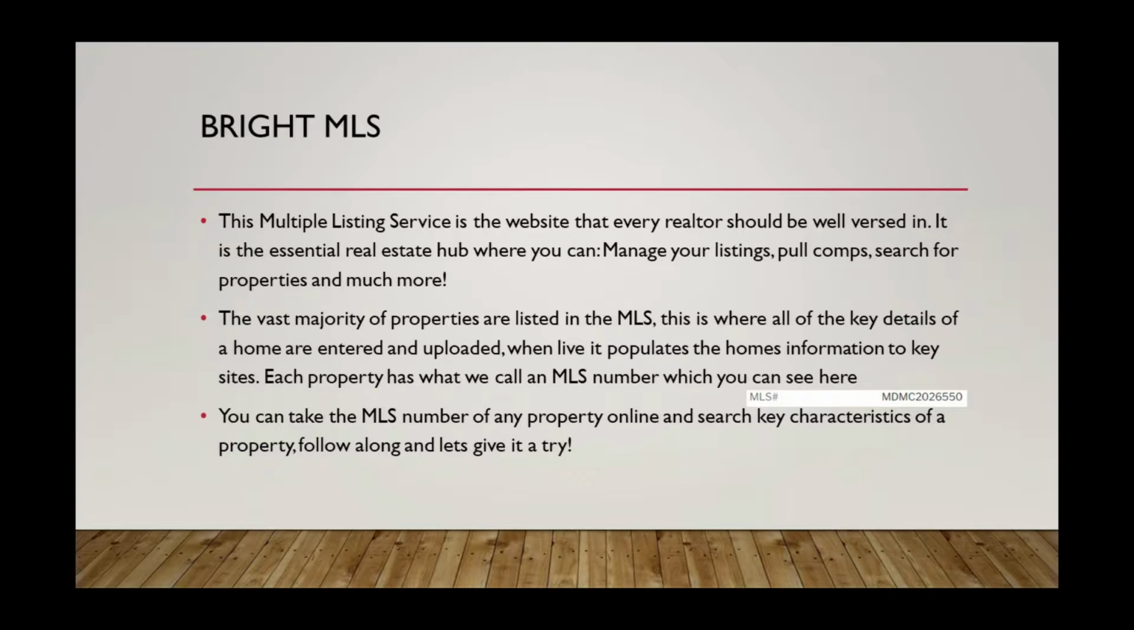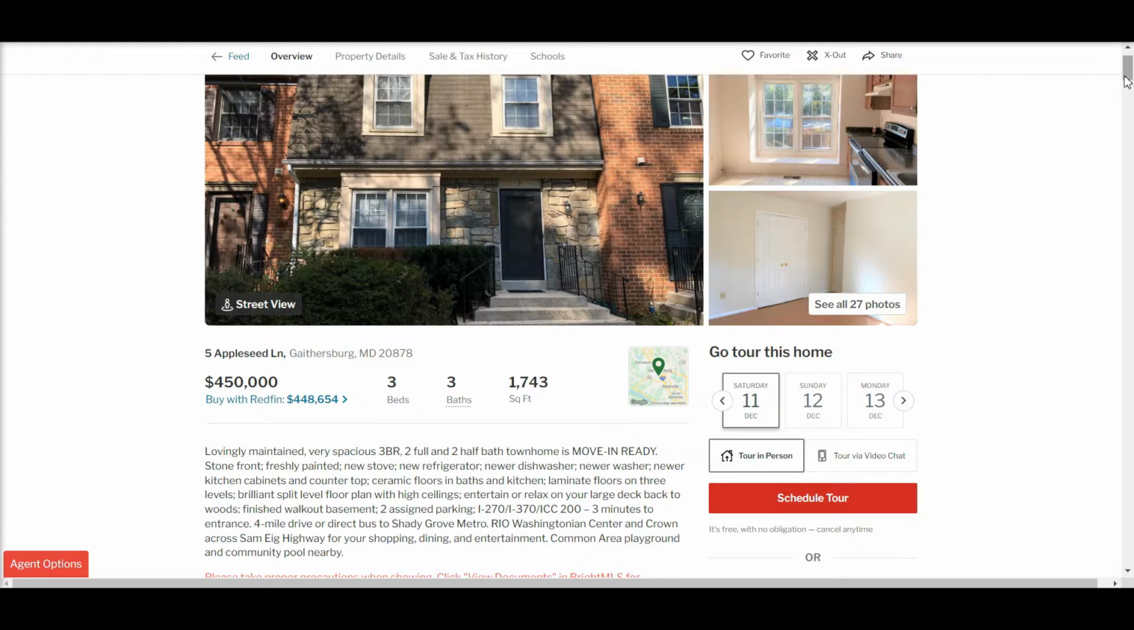Each property has what we call an MLS number, and you can see that right there. And you can take the MLS number of any property online and search key characteristics of a property. Follow along, go to brightmls.com, and let's give it a try. I'll go ahead and show you guys step by step just how to pull up a property on the MLS. Let's go, guys. All right, so let's dive in.